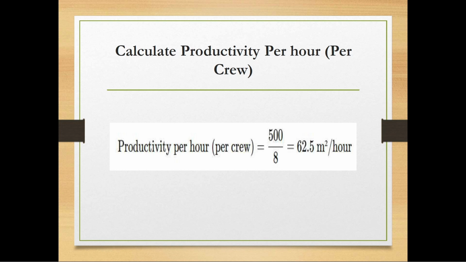And last, we calculate per hour productivity per crew, where we divide 500 meters square quantity by 8 working hours per day, giving us productivity of 62.5 meters square per hour.